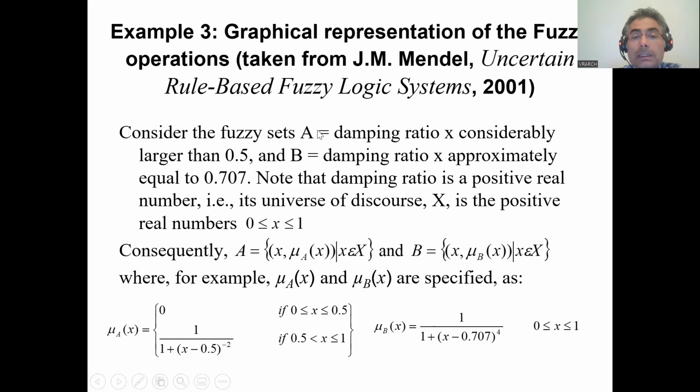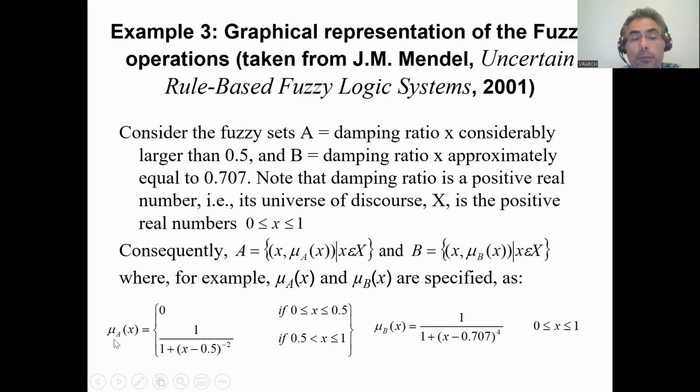Let's consider fuzzy set A, damping ratio X considerably larger than 0.5, and another fuzzy set B, damping ratio X approximately equal to 0.707. The damping ratio is a positive real number with a value between 0 and 1. So consequently, you can represent fuzzy sets A and B in this way, and then you can formulate it and put it in an equation that way.